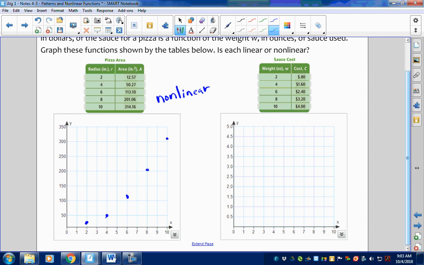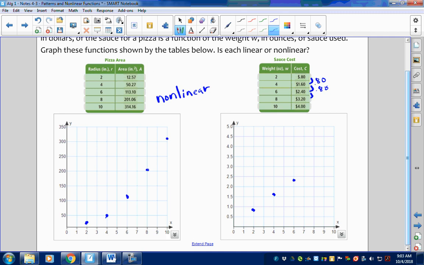Okay. What about this one? We got 2 and then 80 cents. So 2 and 0.8. And we've got 4 and $1.60. And we've got 6 and 2.40. I kind of already know this is linear, because it goes up by 80 cents. You can see me carefully lining up the dots, right? But it does go up by 80 cents each time. You can see it right here. It's up by 0.80.